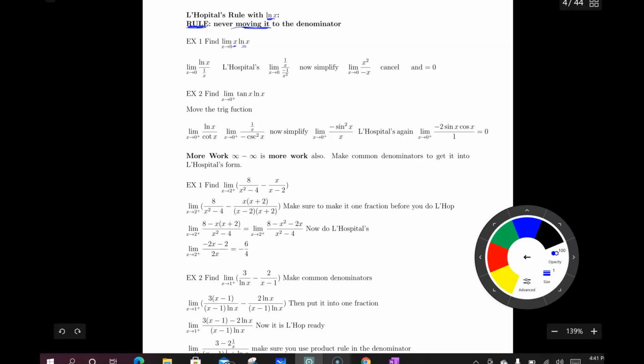This one here, I can put x in the denominator as 1 over x. And then doing L'Hopital's, I get 1 over x over negative 1 over x squared, right, the derivative. Flip this, multiply by the reciprocal, cancel. Look at that, it equals 0. So let me just show you what would happen if you did move ln of x to the denominator.